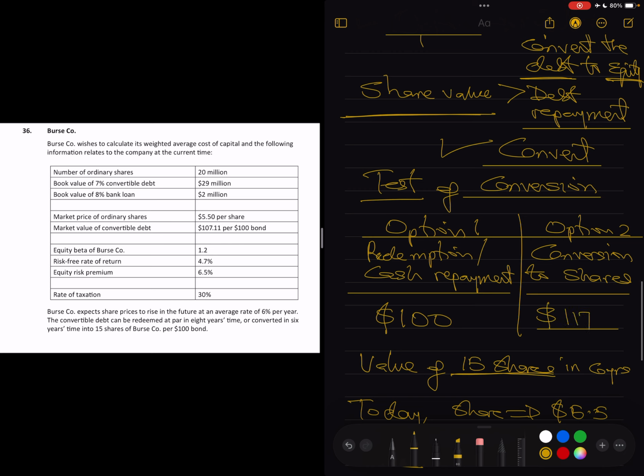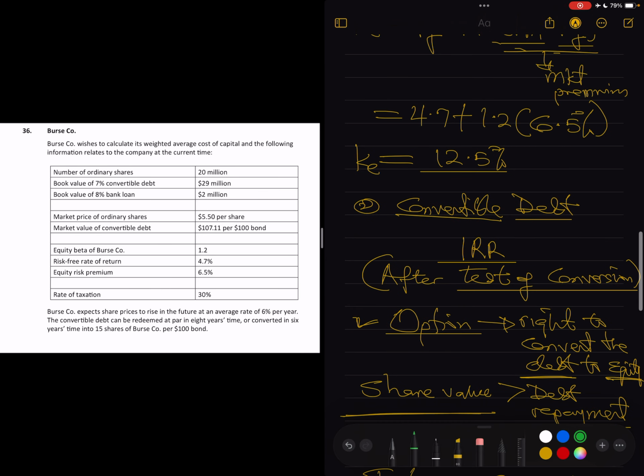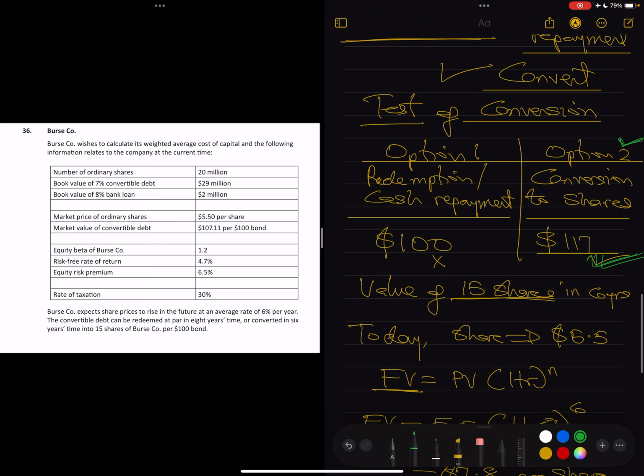So my question, if you are an investor, will you go for option 1 or will you go for option 2? And I know that definitely this is your choice. So which means the conversion is option 2 that the investor will take. Now we can go to plot our cash flows. Remember, to calculate IRR, which is what we need for convertible bond, we need to plot cash flows. But we need to test for conversion so we can pick the right cash flows.